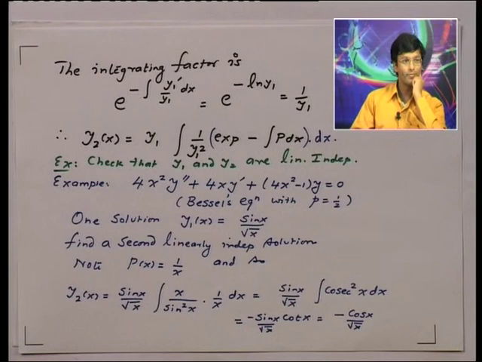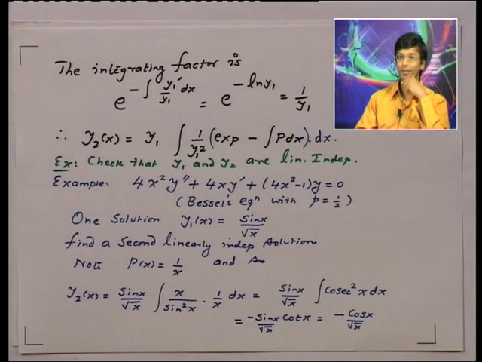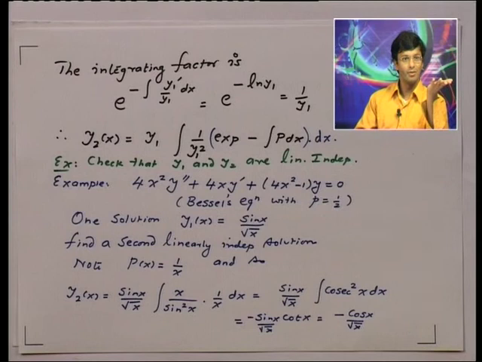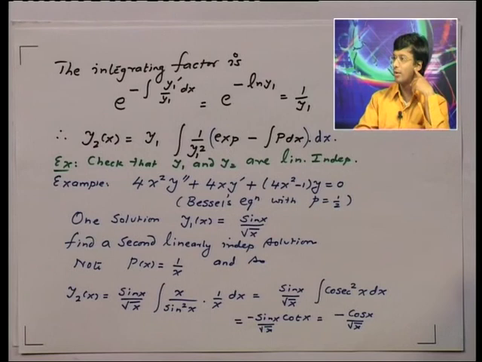If you look at books like Kreyszig or Boyce and DiPrima or any of the other books, you will find a slightly different derivation. You will find a very different derivation. The derivation will go as follows. It will say, let us seek y2 of the form y2 equal to v y1, and you will substitute this into the differential equation and get an ODE for v. It will give you the same result, but I use the Abel-Liouville formula to derive it.